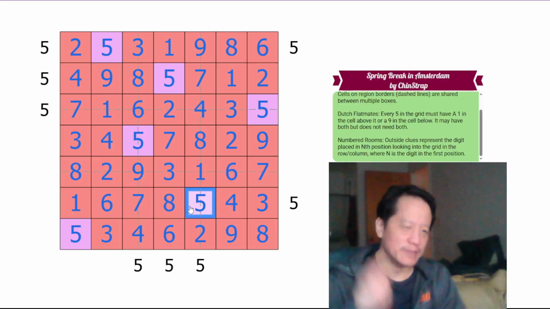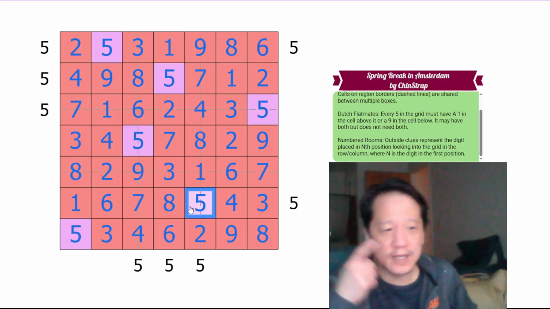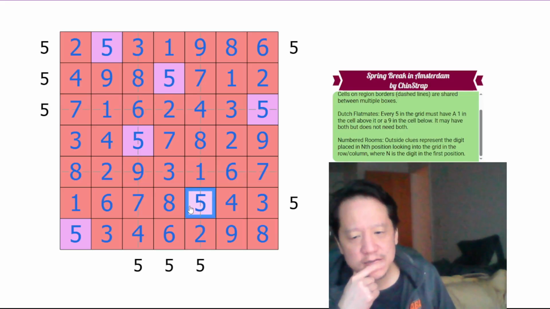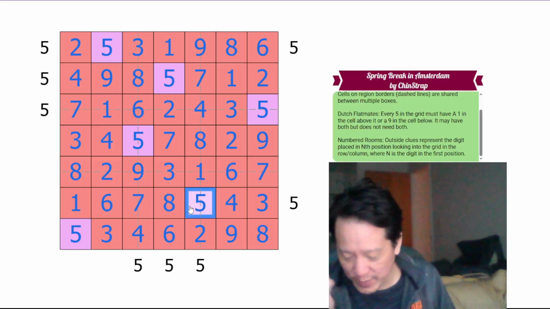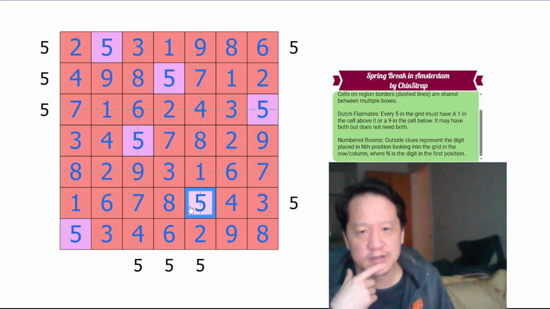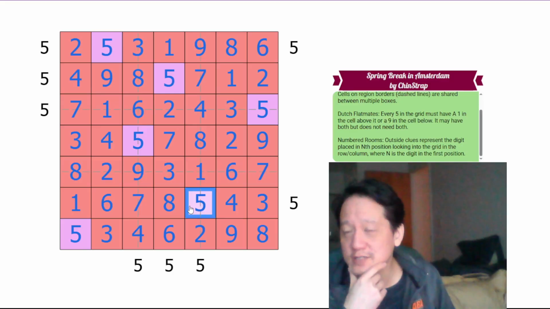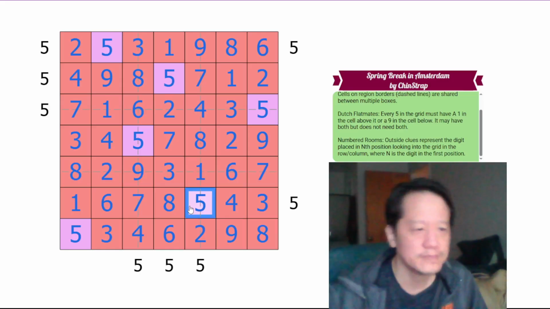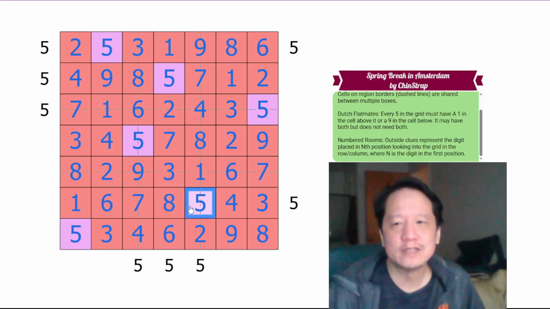I don't know. If you've done a lot of squish dokus, I can see this being very easy. I just don't know if the general public is, or even people who do a lot of Sudoku variants, have done a lot of squish dokus. Maybe it should be classified as very easy, because you just basically look at each box and then eliminate that way. Anyways, let me know what you think. Was this very easy for you?